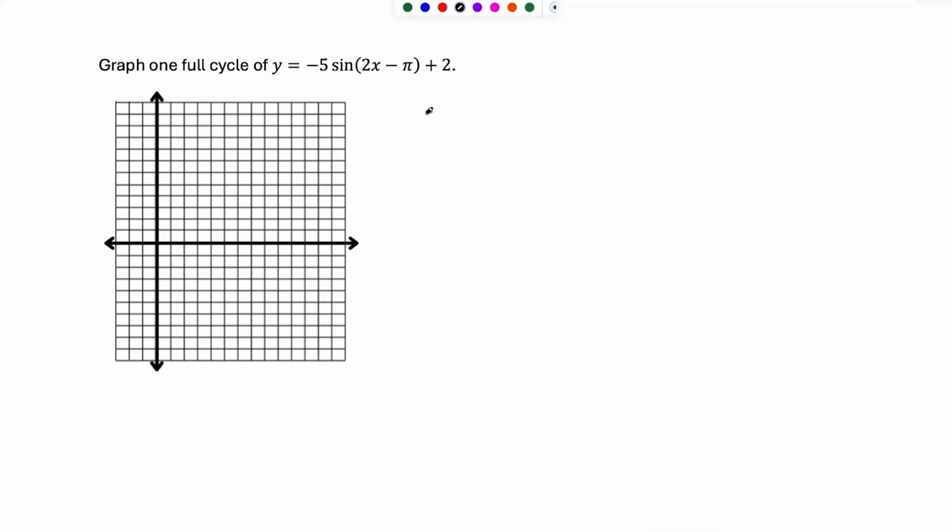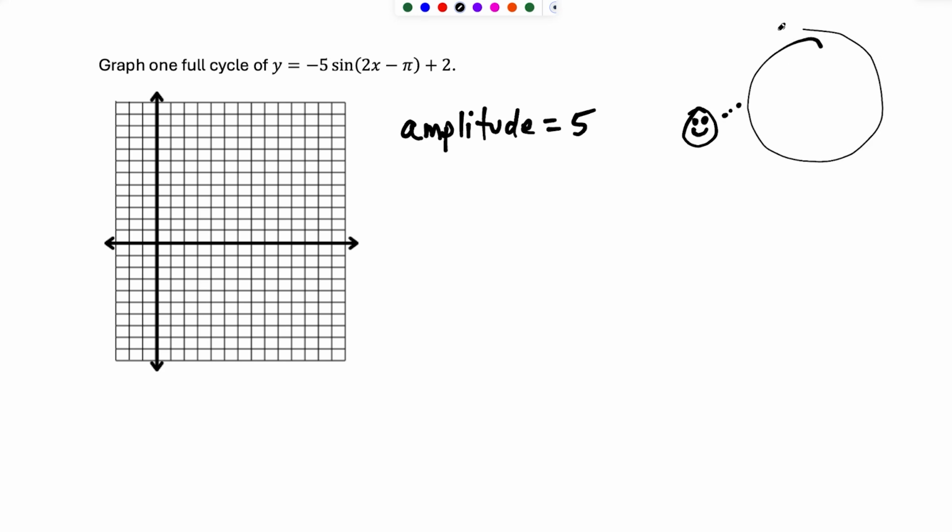For the last question, we're going to graph one full cycle of this sine curve defined by this equation here. So first we'll identify the amplitude. So we have an amplitude here equal to 5. And I know that there's a negative in front, but the way that's going to affect the graph is it's just going to make the sine curve go upside down. So when we graph our full cycle here, instead of going up like this and down, it's going to go down and then up like this.